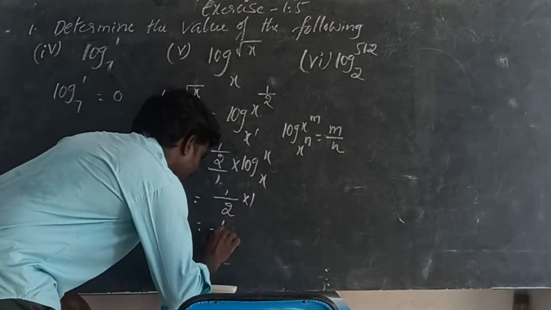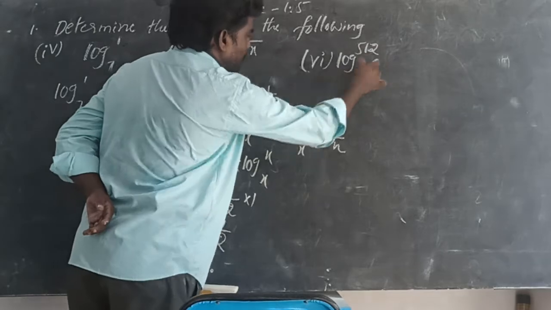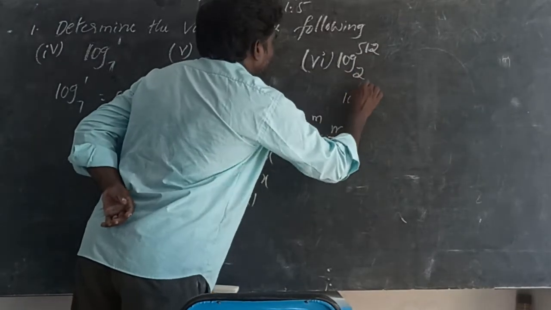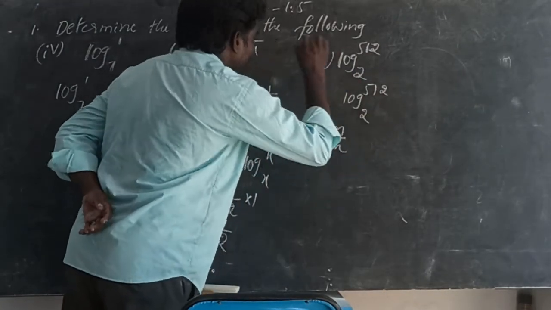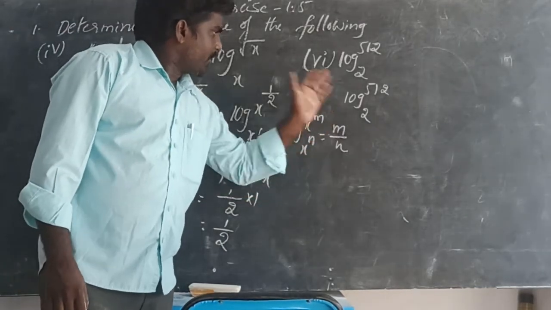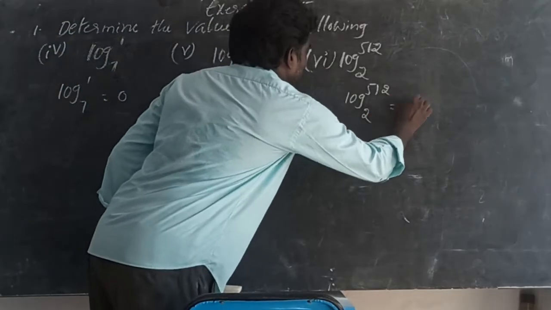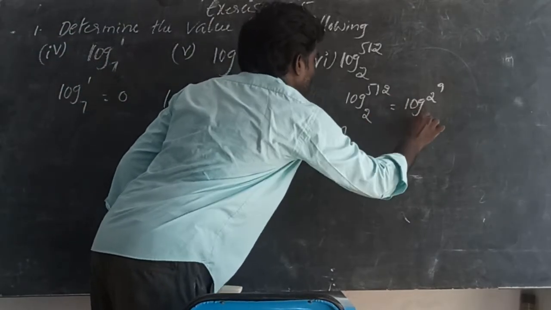Okay, so 1 by 2. Next, log 512 base 2. The 512 we can write using the prime factorization method. Then we can get 2 power 9. So log 2 power 9 base 2.